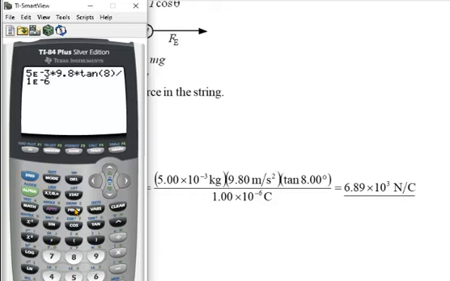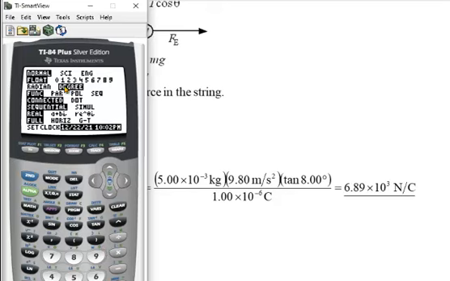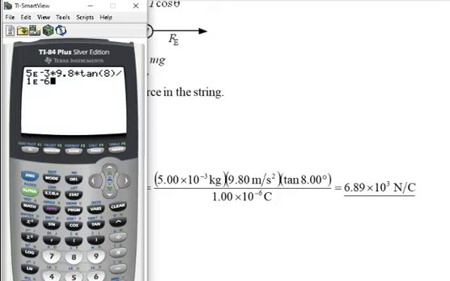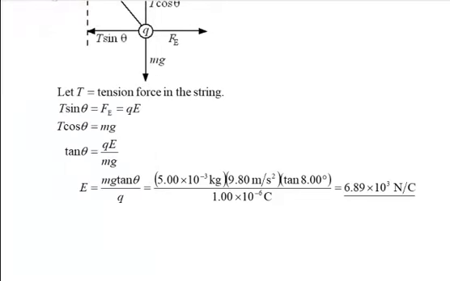And before I do that, I'm going to go to mode. I'm going to check if I'm in degrees or radians. I am in degrees, which is what I need. In physics, we always use degrees. Well, not always, but for the most part, we use degrees rather than radians. Hit enter, and yes, I do come up with around 6,900, and that's what they say there, 6.89 times 10 to the third. Oh, newtons per coulomb, because they were determining the electric field. All right, I'm actually going to give myself a break here before I do the next problem.